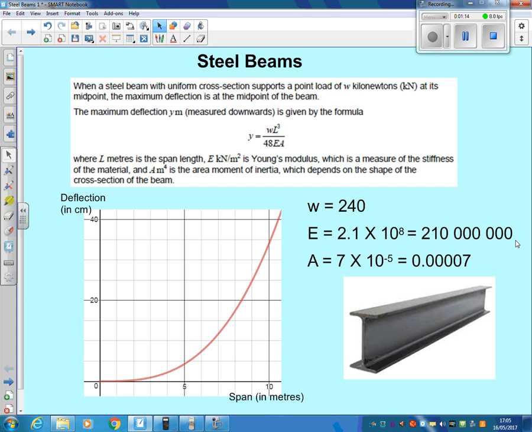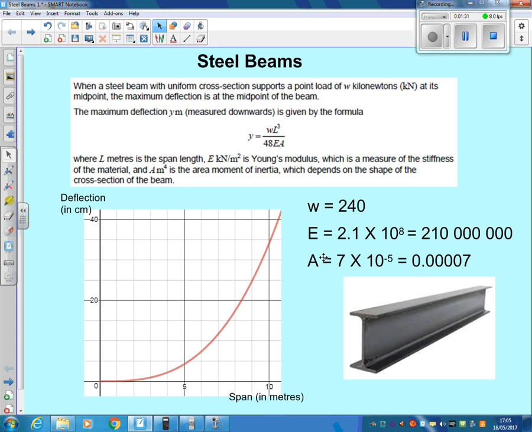And if we wrote that down as a normal number, it would be a very big number. It's 210 million. Because if a decimal point was here, it's 1, 2, 3, 4, 5, 6, 7, 8 places away from there. So that's 10 to the power of 8.